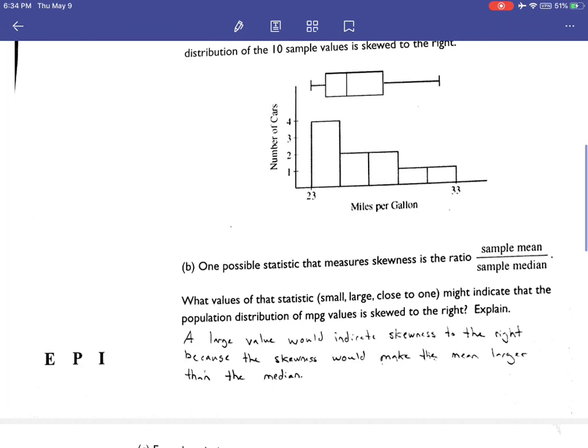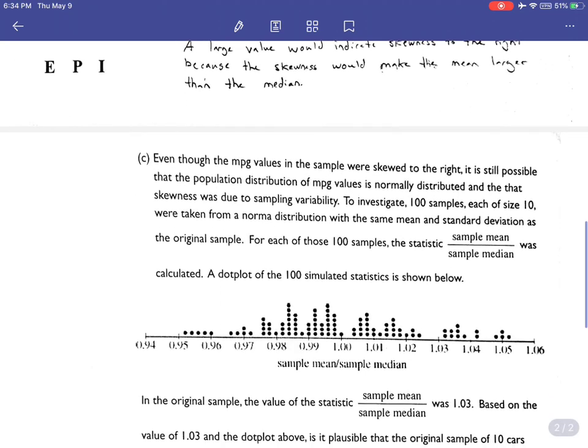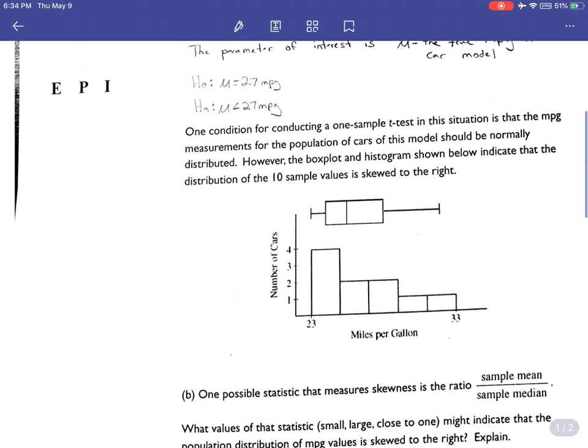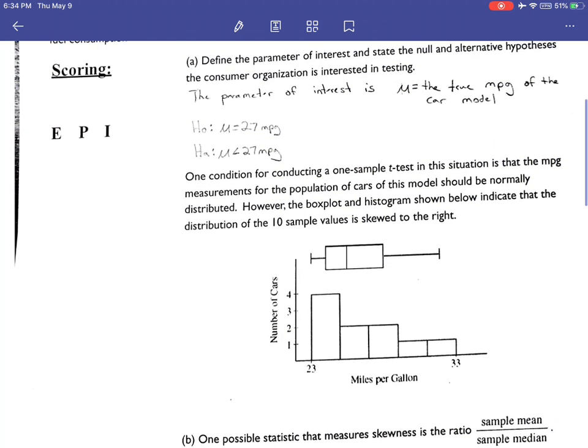And then if we had a situation where it is less than 1 with this statistic, that means it would be skewed to the left. But in this case it's skewed to the right, so it's going to be larger than 1. So again, when I'm writing my answers, look how concise it is, right? Because I don't have a lot of time on this test.